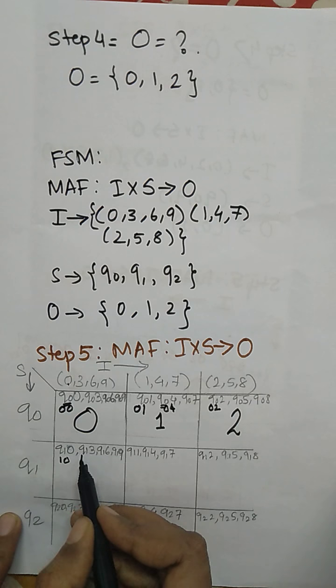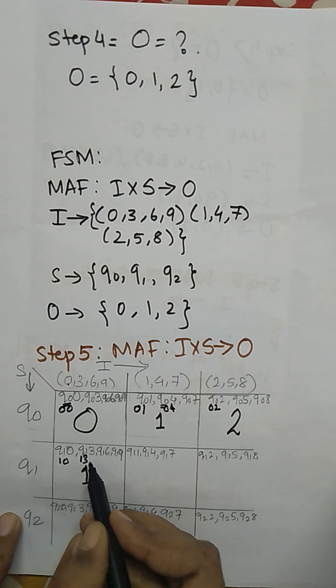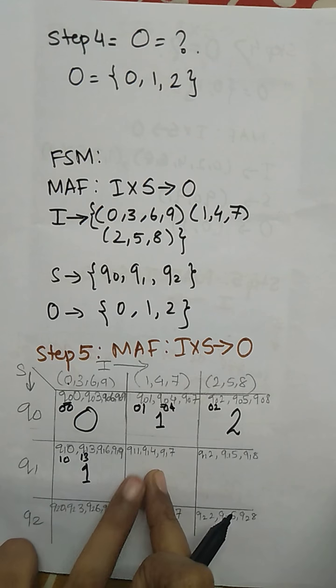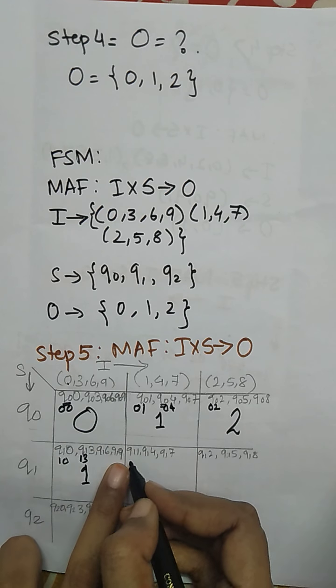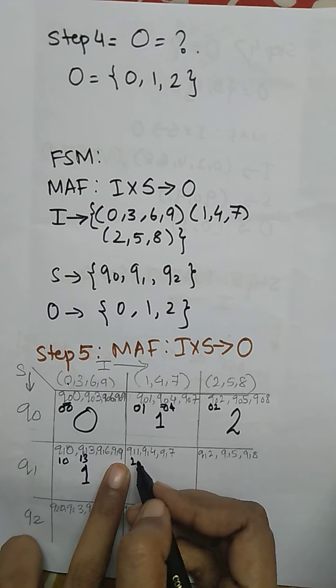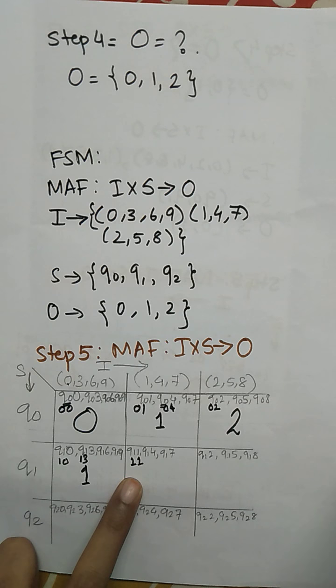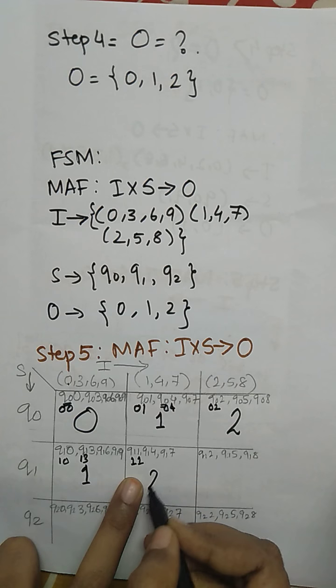Now Q1 with 3, remainder 1 with 3 will make number 13. Is 13 divisible by 3? No, with the remainder 1. Similarly, Q1 with 1, previous remainder 1 and the next bit as 1 will make number 11. Number 11 produces remainder 2.